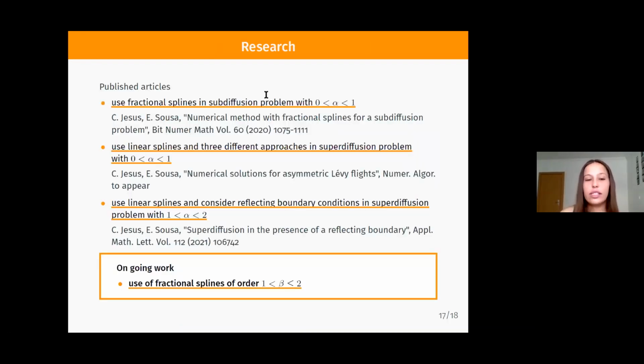So our research is based on applying splines to approximate fractional differential equations. I talked to you about this first article that we published. It was using fractional splines in subdiffusion. We also worked on using linear splines in superdiffusion problems, but now with alpha between 0 and 1. And we consider as well boundary conditions in superdiffusion problems. As ongoing work, we are working with fractional splines, but now with order between 1 and 2. They are a little bit more delicate and require extra conditions.